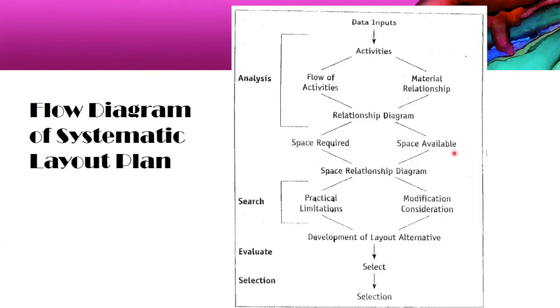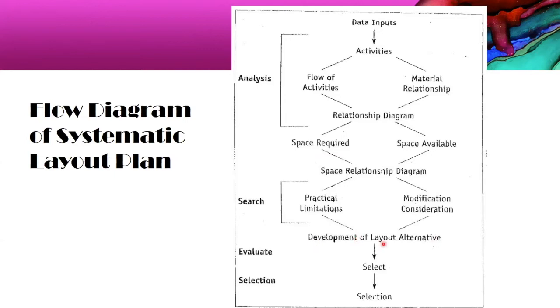We may desire, say, 1,000 square feet for a particular area, but the space available to us is not that much. So the available space and the needed space is matched, and we make a space relationship diagram. Then, what are the practical limitations or the obstacles while carrying out the operation? Then we have to keep some leverage or some buffer for any modifications that we need to carry out in the future. Then we formulate a layout plan and an alternative plan as well.